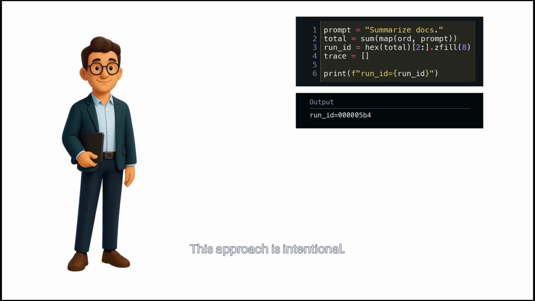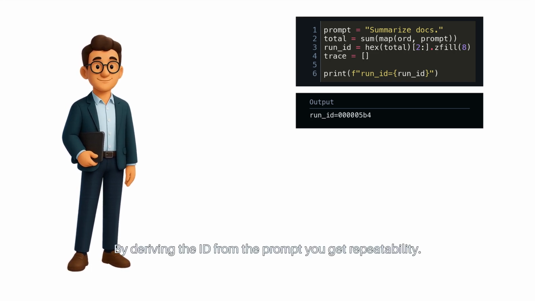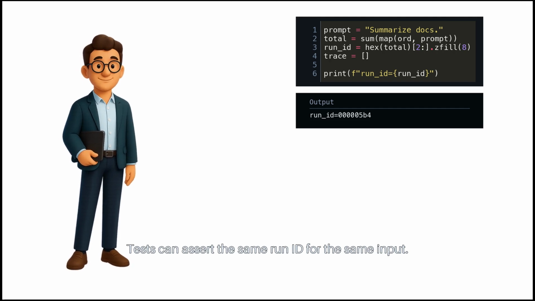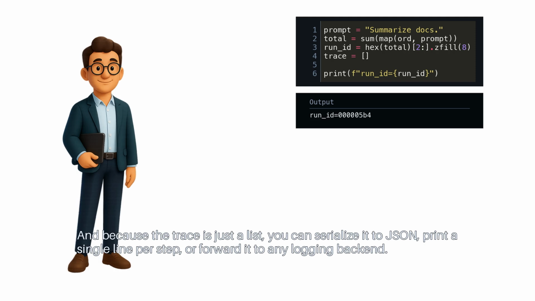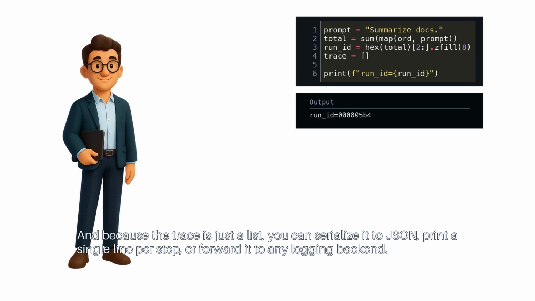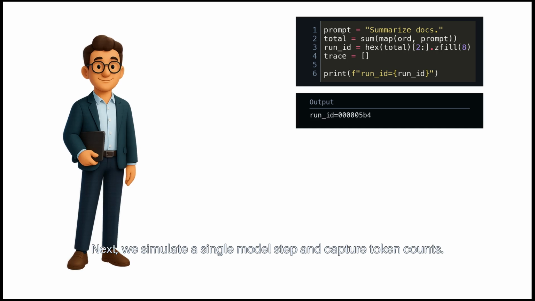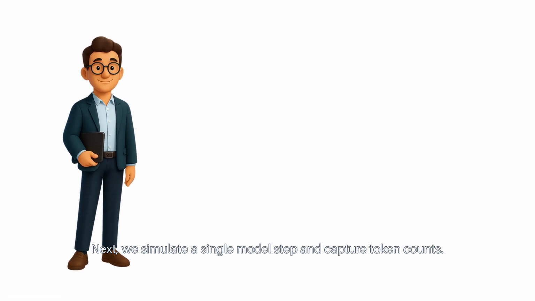This approach is intentional. By deriving the ID from the prompt, you get repeatability. Tests can assert the same run ID for the same input. And because the trace is just a list, you can serialize it to JSON, print a single line per step, or forward it to any logging backend. Next, we simulate a single model step and capture token counts.